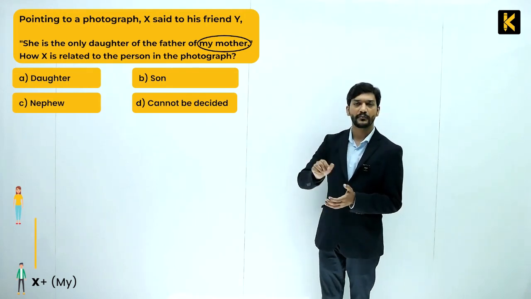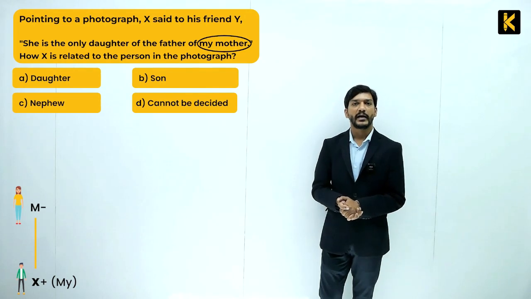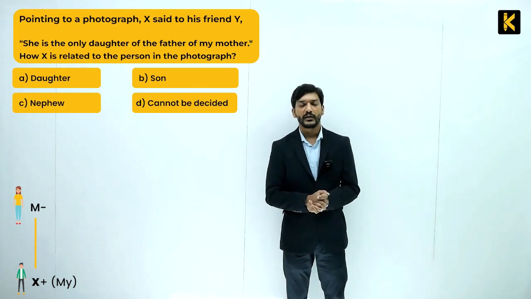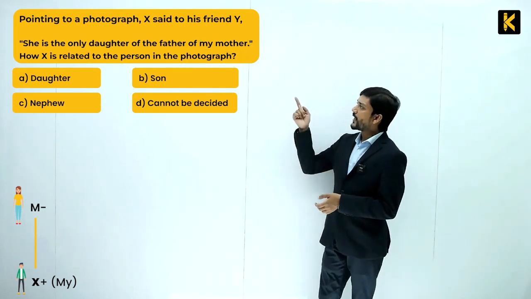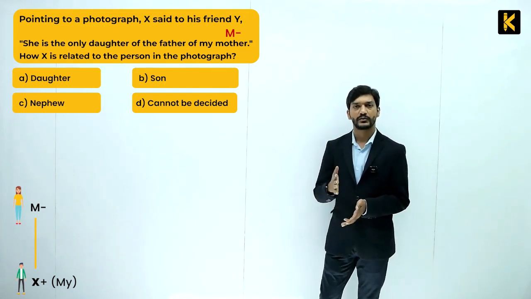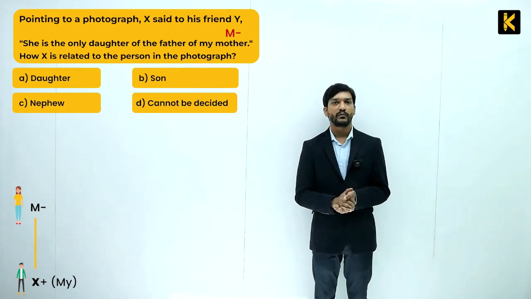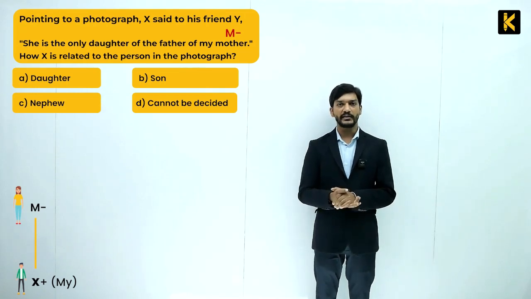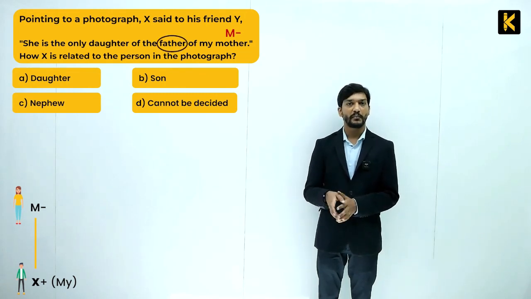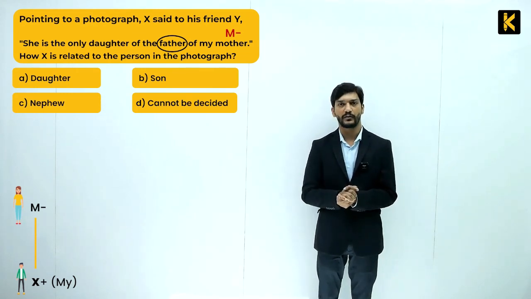So let me draw a line and show the mother. Mother I am representing by M minus. Okay, M minus. Let me show it in the statement as well, that my mother in the diagram we are representing by M minus. Now, go back in the statement, please. Once you go back, you will realize that now we have to draw father of my mother. My mother means M minus. So father of M minus we have to draw.